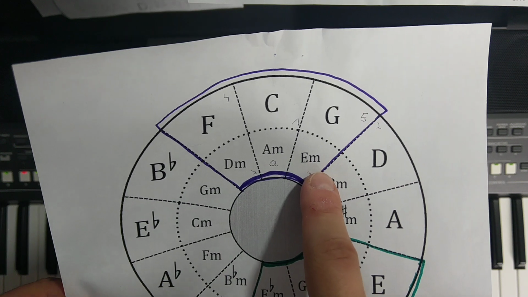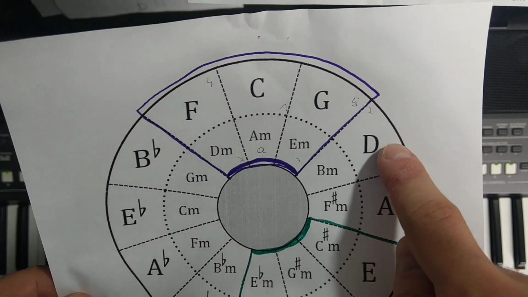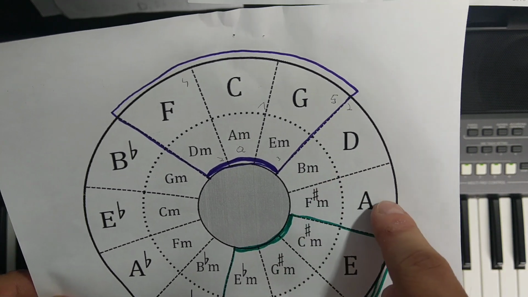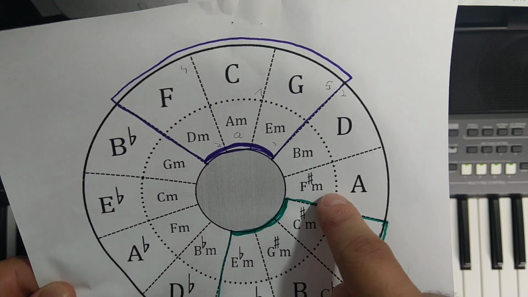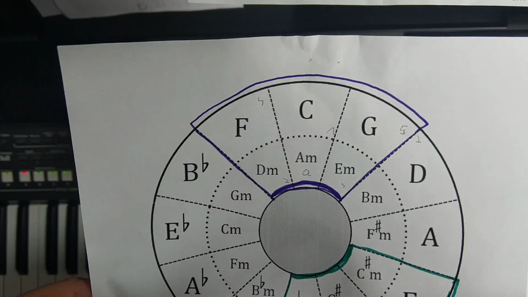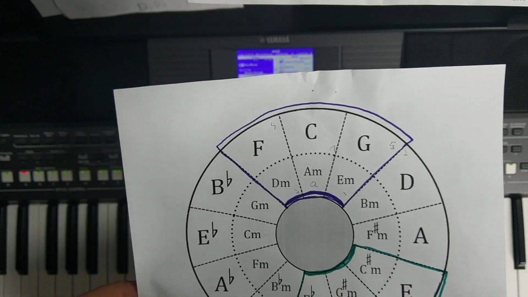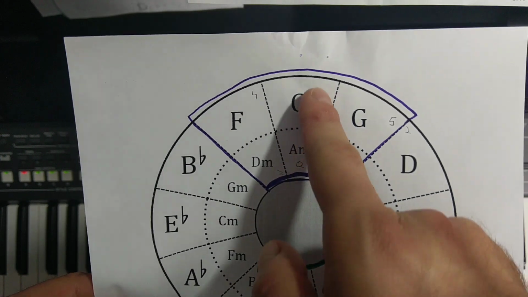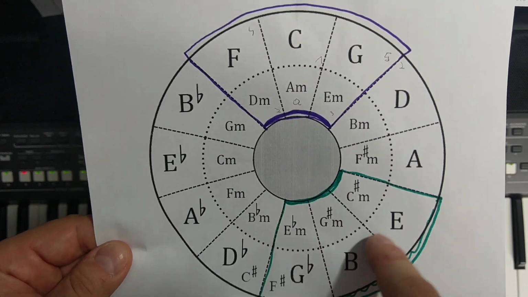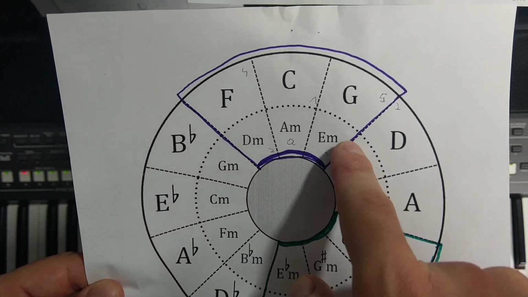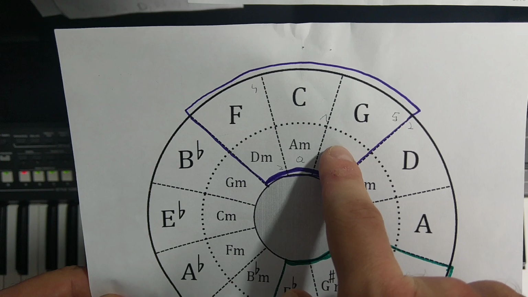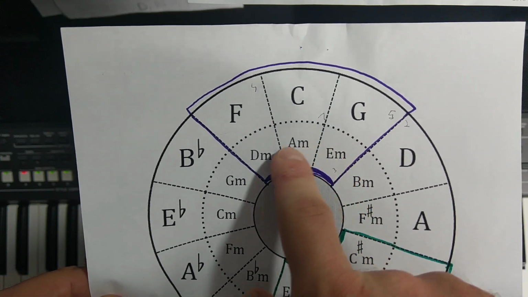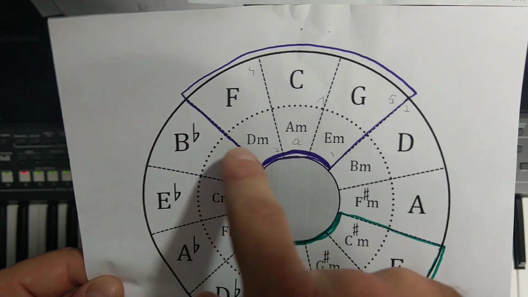A minor. E minor, sorry. D major, B minor. A major, F sharp minor. And so on and so on. So the first application of the circular fifth is you take a key, take a scale from here or here. Outer ring is major, inner ring is minor. And you find any scale, and the corresponding one is on here.